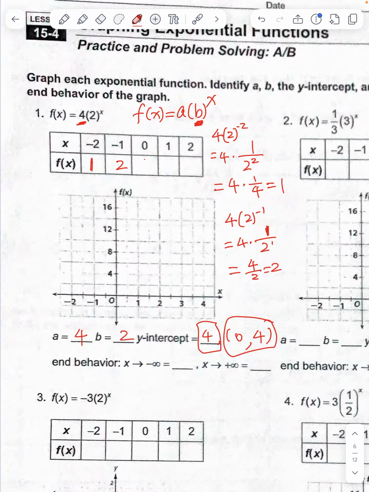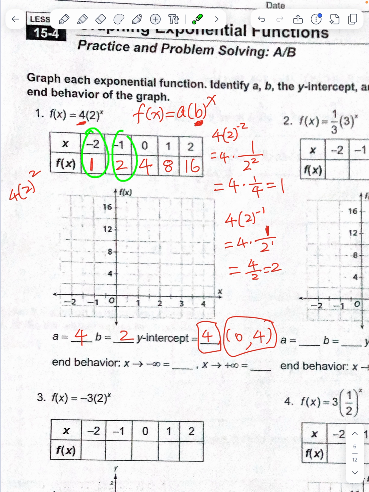When x is 0, 4. X equals 1, 2 raised to the power of 1 is 2, 2 times 4 is 8. So this is 8. And then the last one, x equals 2. 4 times 2 raised to the power of 2. 2 squared is 4, right? 4 times 4, 16. Yeah. Now we figure out the table.